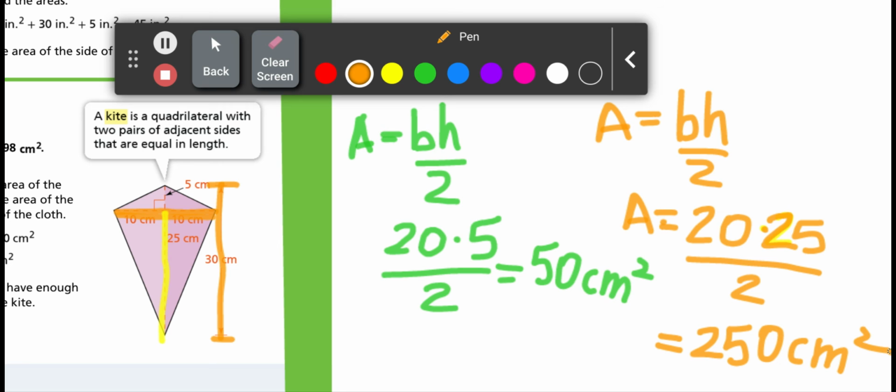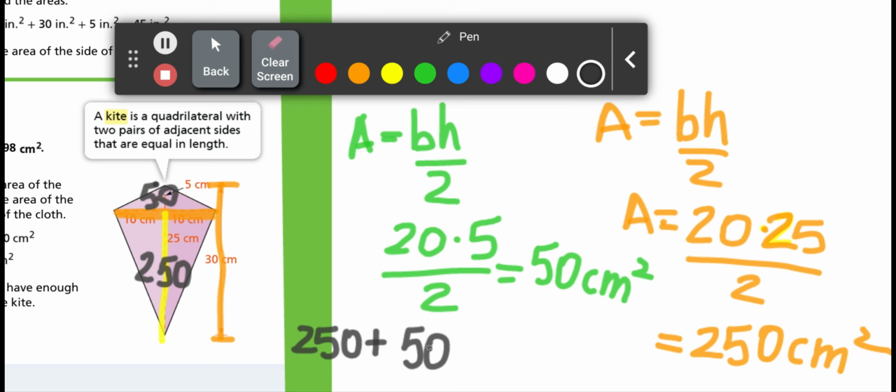So now sometimes it's helpful for us to write the area inside. This top triangle is 50. The bottom triangle is 250. So in order to find the area of the whole kite, we would add up our two areas. So we would have 250 plus 50 will equal 300 centimeters squared.